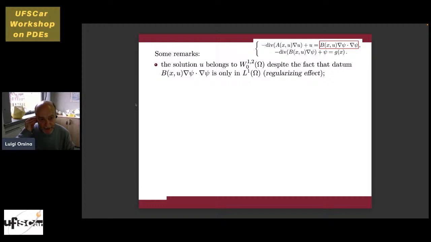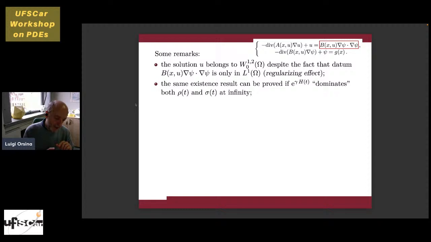The second one is that for the same result, you do not need power-like functions. You need to have that there is some gamma such that e to the gamma h of t is larger, meaning that it diverges faster than both rho and sigma at infinity. So a control on the term e to the gamma h of t allows you to control both rho and sigma, that is to say both the growth of A and B, the possibly bad terms you have in the equation. Of course, we have polynomial growth for rho and sigma, while if p is larger than q minus 1, we have an exponential growth. So e to the gamma h of t is larger than both of them, no matter the values of gamma. As you will see, we will use this fact.